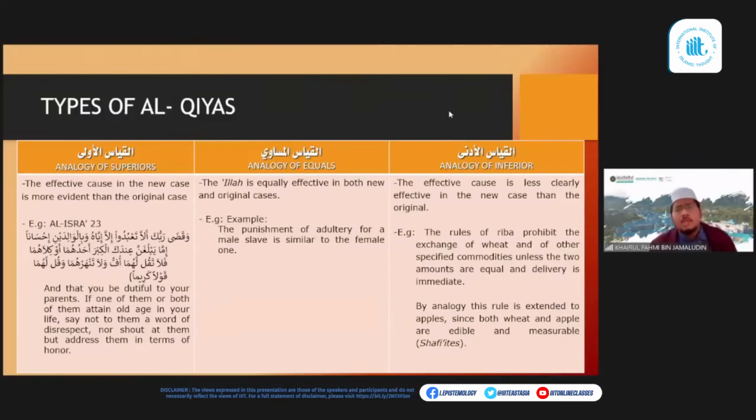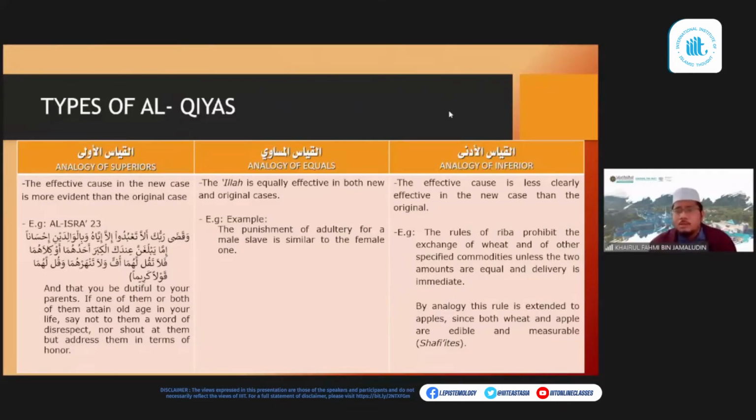Number two, qiyas al-musawi. The illah is equally effective in both cases, they are at the same level. For example, the punishment of adultery for a male slave is similar to that for a female slave. So basically they are at the same level. Number three, qiyas al-adna. Here the illah is less clearly effective in the new case than in the original one. So this one is weaker, the illah is weaker here.